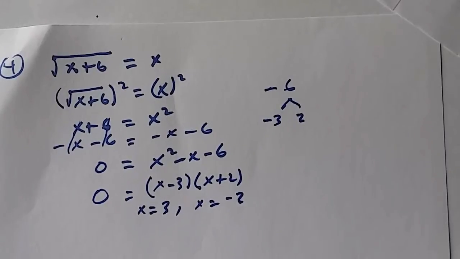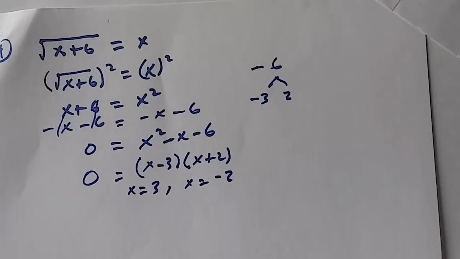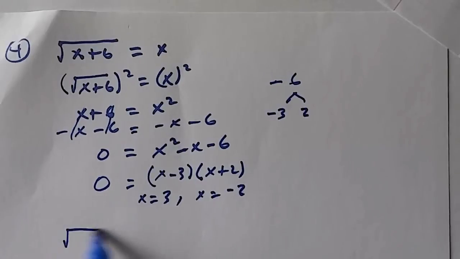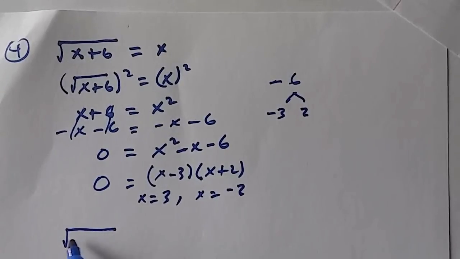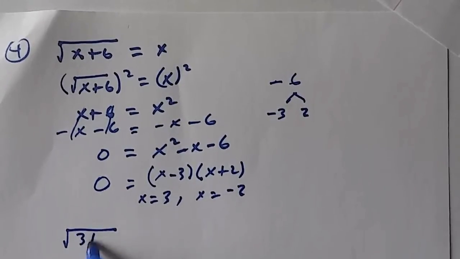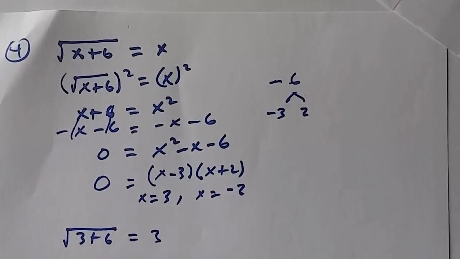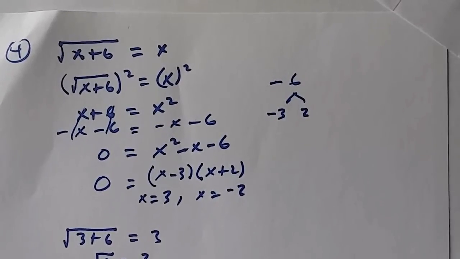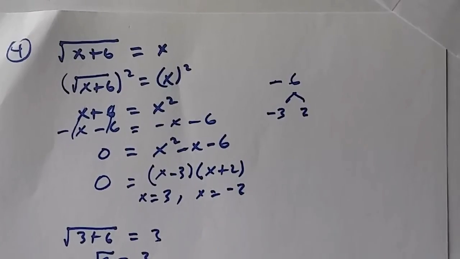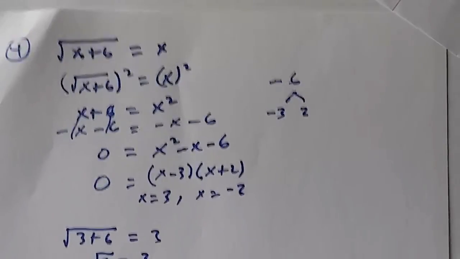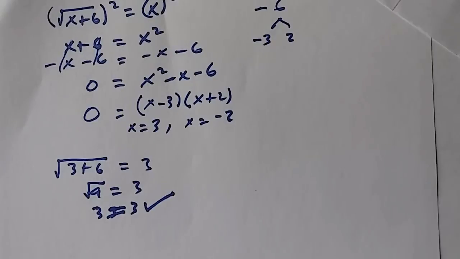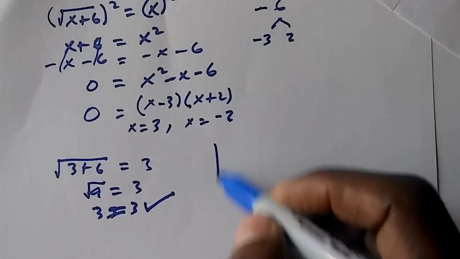As usual, we need to go check. So we're going to check the square root. Let's check with 3. So square root of 3 plus 6 equals 3. 3 plus 6 is 9. Square root of 9 equals 3. 3 equals 3. That checks. So 3 is a solution.